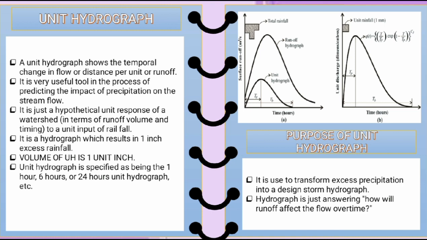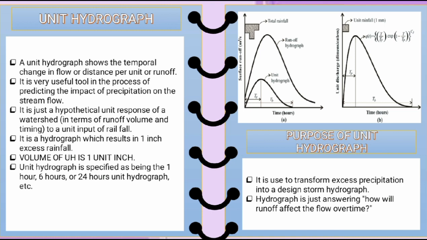The unit hydrograph is a very useful tool in predicting the impact of precipitation on the flow. It is just a hypothetical unit response of a watershed, in terms of runoff volume and timing, to an input of rainfall. It results from 1 inch of excess rainfall. It is always 1 inch of excess rainfall and its volume is 1 unit inch.